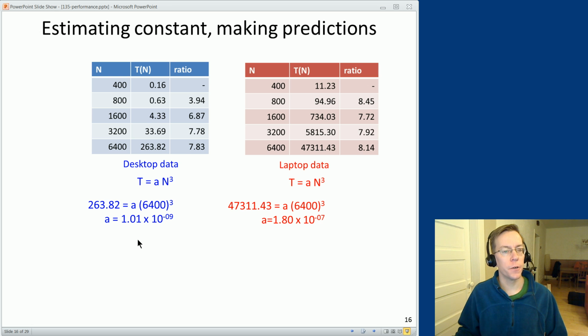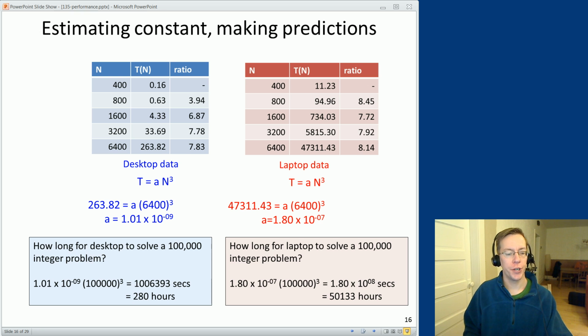What we see is we get a different constant for my desktop and a different constant for the laptop. That makes sense because we would expect this constant to be much smaller for the desktop, and it is. It's 10 to the minus 9 versus 10 to the minus 7. Whenever we calculate a time with the desktop equation, we should get a faster time, because it's a faster machine. This constant is rolling up specifics about the hardware as well as how efficient the algorithm is, independent of the hardware.